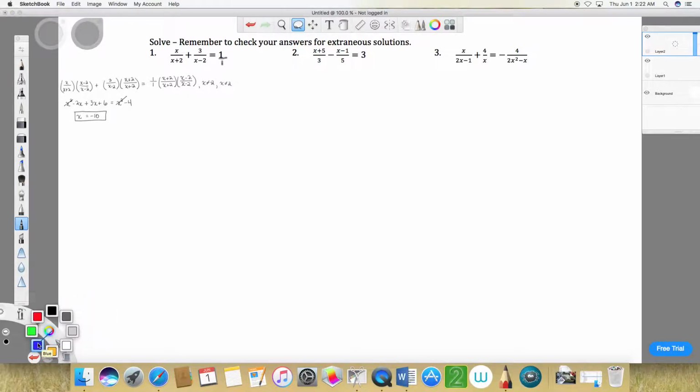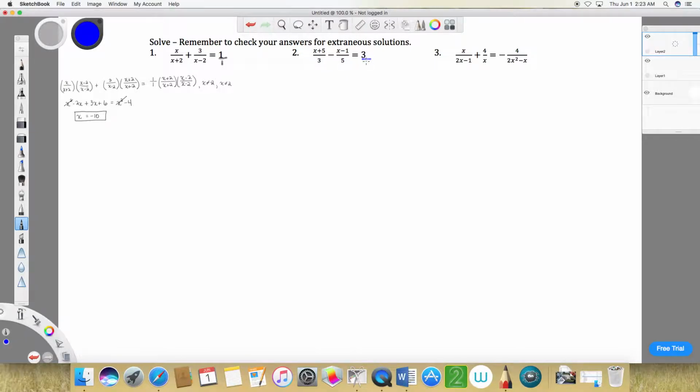All right, I'm going to go ahead and change colors here. Now, when I look at the next one, it's a little bit different than the first one. I don't have a variable in the denominator, so I really don't have to be concerned about extraneous solutions here. And in some situations, this might not even be called really a rational equation, although we do have fractions. The problems that are more of a challenge, that require more thought, more effort to solve, are those that have variables in the denominator. Let's get a common denominator here.